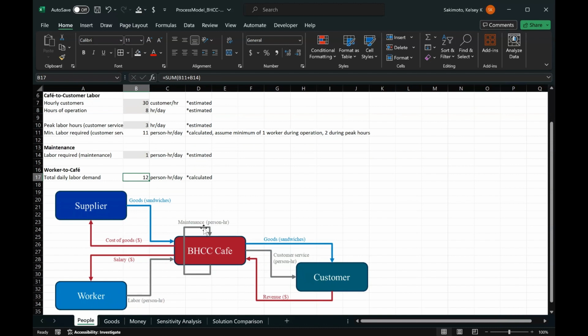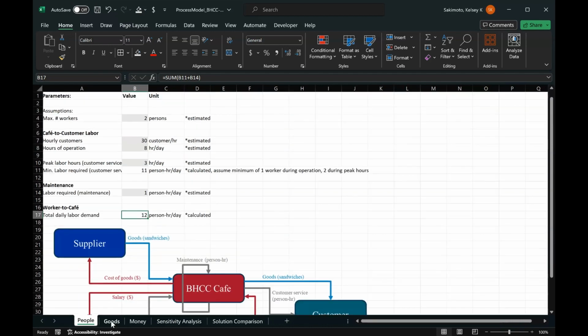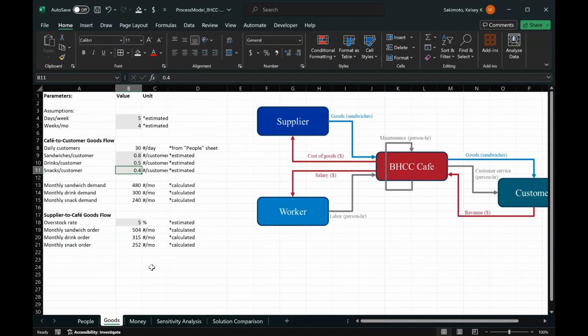how much labor is moving from one box to another. We do the same thing for goods, trying to quantify how many sandwiches are required, are going to be purchased. That should be equal to the number of sandwiches sold by the supplier with some margin potentially. And so we build this model again, taking a lot of estimates and things we might estimate.